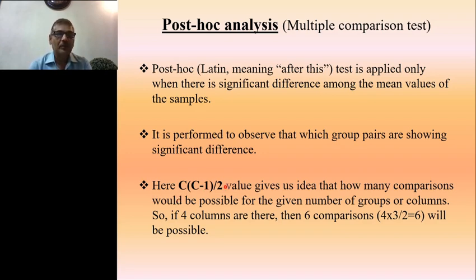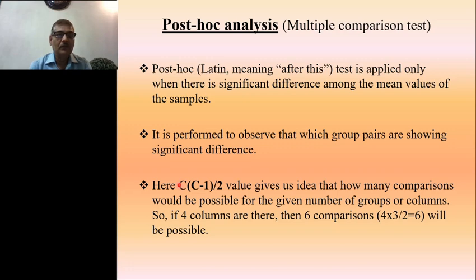Now, exactly how many comparisons will be possible? That will depend upon the number of columns. So, if you have, suppose, 4 columns, so 4 means C into C minus 1 divided by 2, where C stands for the number of columns.